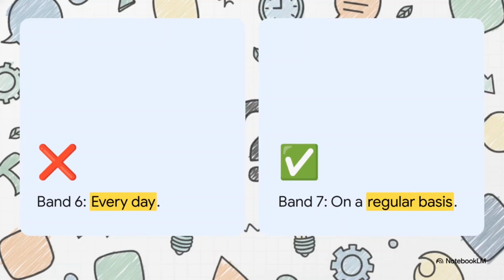Just look at the stark contrast between these two approaches. A typical Band 6 answer is just, every day. It's basic, it's abrupt, and it gives the examiner absolutely nowhere to go. Now compare that to a Band 7 answer. On a fairly regular basis. It sounds so much more nuanced and beautifully natural. Using that adverb-adjective combination, fairly regular, instantly signals to the examiner that you've got a comfortable, flexible command of English phrasing.